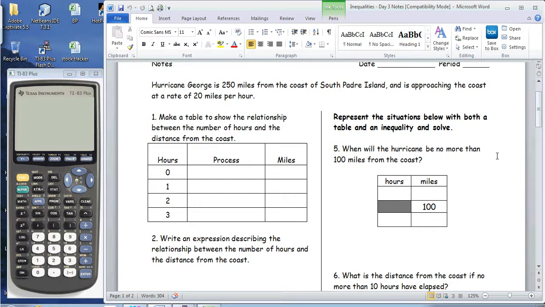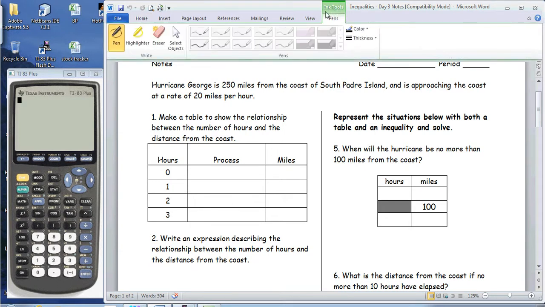Hurricane George is 250 miles from the coast of South Padre Island and is approaching the coast at a rate of 20 miles per hour. I want to point out here we see "per." That means we're going to multiply, and usually we'll find our independent variable very close by right there. So it's 20 times hours.